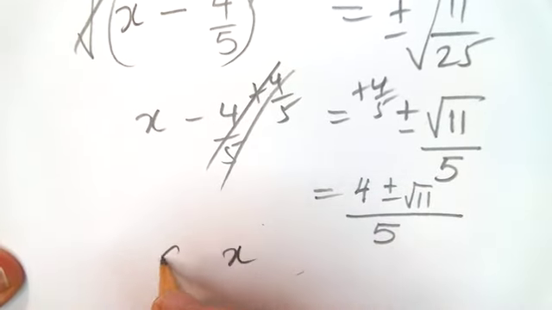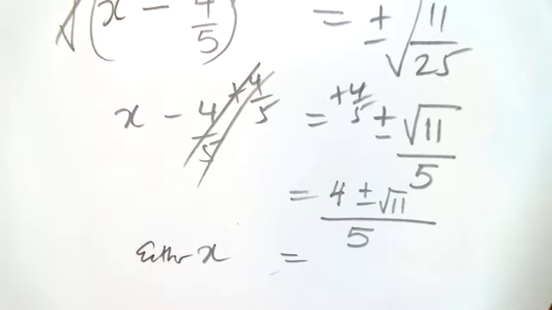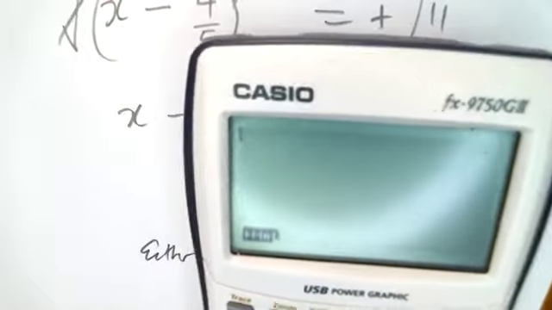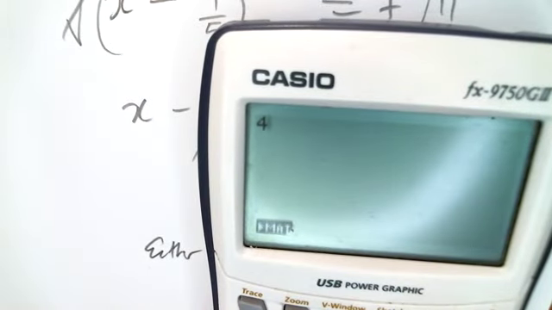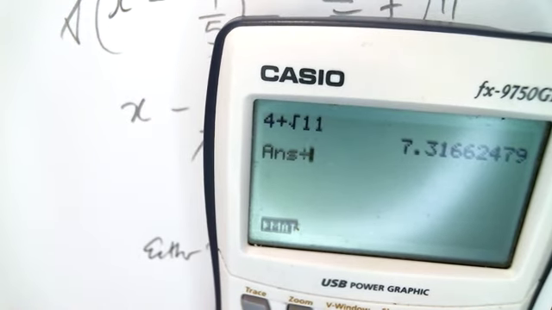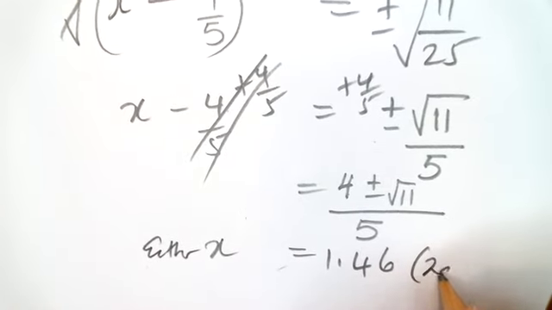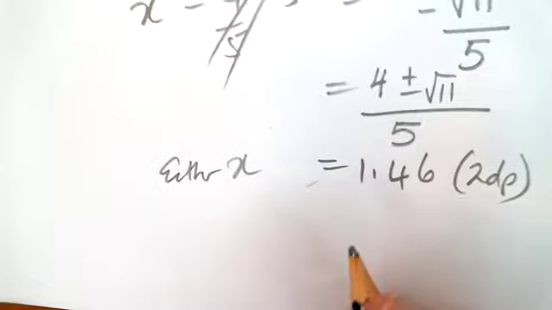So x, therefore, is either equal to 4 plus root 11 on 5. Let's have a look at that. That's going to be 4 plus root 11. I'm going to divide the whole thing by 5. Let's see where I end up. That looks good. So I've got 1.46. Do I have to do anything with that? No, I'm just going to leave it like that. I don't have to. But I am going to put 1.46 this time and make a note. It is 2 dp. I haven't been doing that, and I should have been doing that.